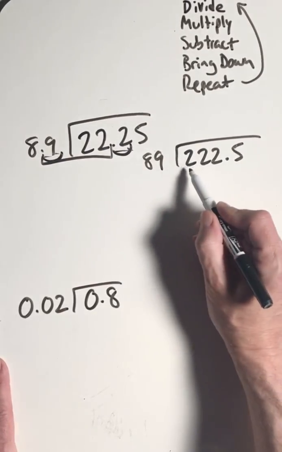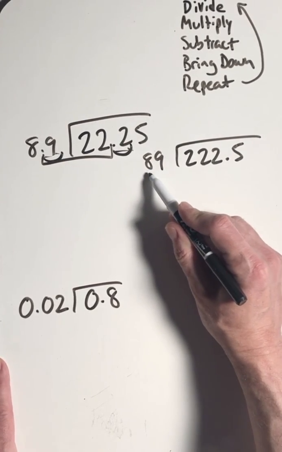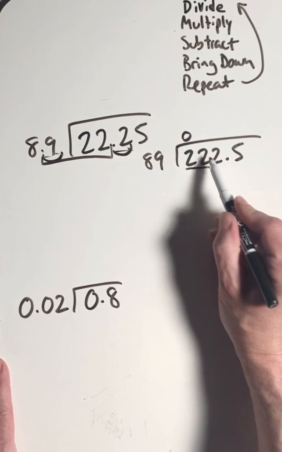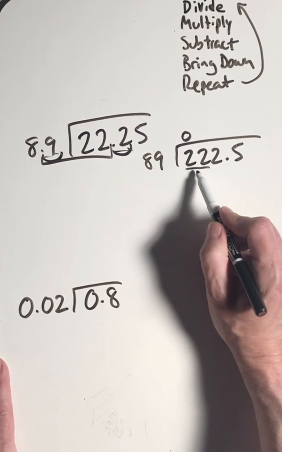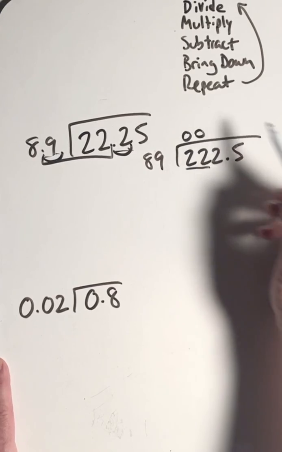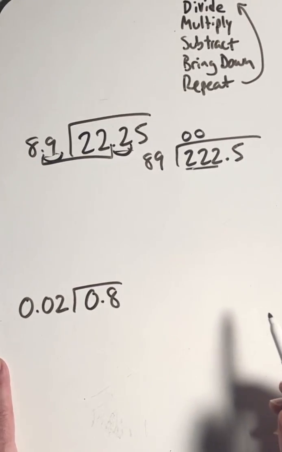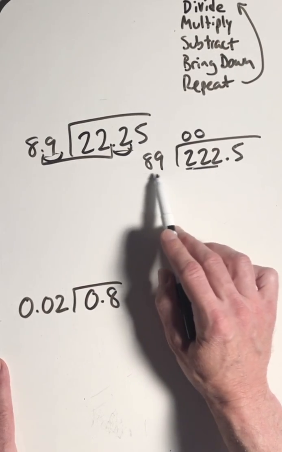So now I'm going to take 2 divided by 89, and 89 doesn't go into 2, so that's a 0. Now I'm looking at 22 divided by 89. 89 doesn't go into 22 evenly, so that's a 0 as well. Now I'm looking at 222 divided by 89. I'm going to estimate this as 90.